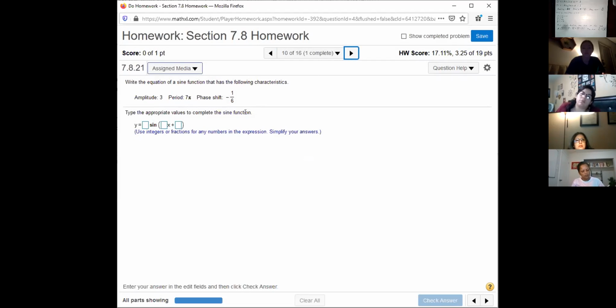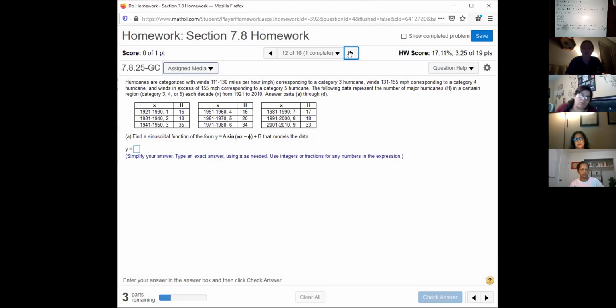So here they do the opposite. They give you the amplitude, period, and phase shift, and you've got to fill in the blanks. Based on the formulas I gave you, you work backwards. Does that seem doable? I think that might be the only thing that seems difficult in here.